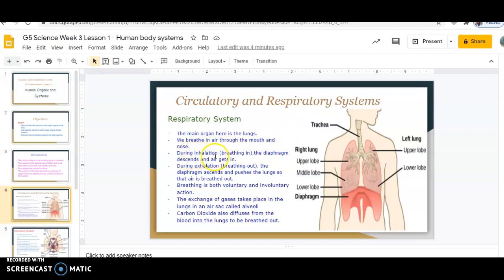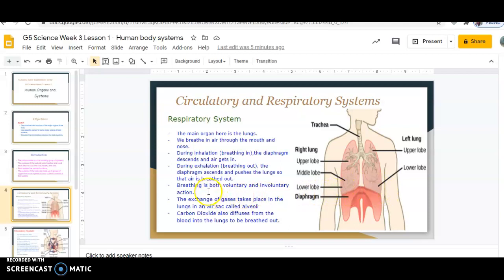During inhalation, that is the breathing in, the diaphragm, which is a layer, a fiber that is underneath the belly here, descends. That means it goes down so that it allows air to get into the lungs. During exhalation, breathing out, the diaphragm ascends and pushes the lungs so that air is breathed out. So during exhalation, you see the diaphragm coming up, so that the lungs can be squeezed so that air can get out.